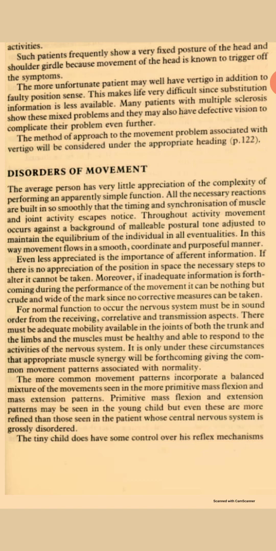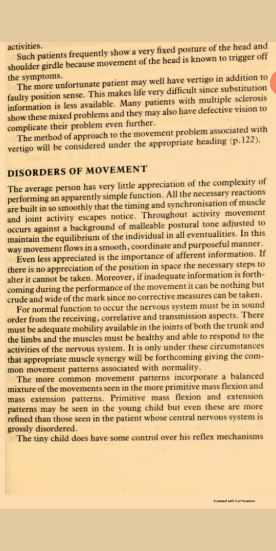For normal function to occur, the nervous system must be in sound order from the receiving, correlative, and transmission aspects. There must be adequate mobility available in the joints of both the trunk and the limbs, and the muscles must be healthy and able to respond to the activities of the nervous system. It is only under these circumstances that appropriate muscle energy will be forthcoming, giving the common movement patterns associated with normality. The more common movement patterns incorporate a balanced mixture of movements seen in the more primitive mass flexion and mass extension patterns. Primitive mass flexion and extension patterns may be seen in the young child, but even these are more refined than those seen in the patient whose central nervous system is grossly disordered.